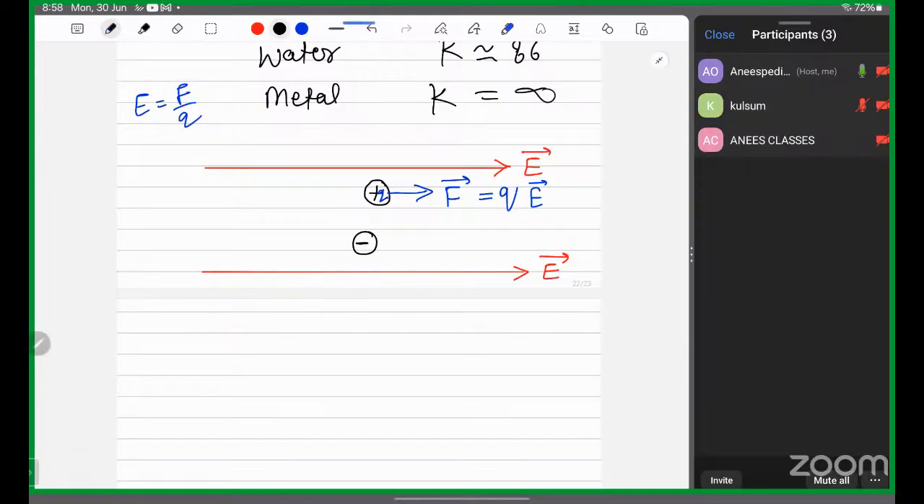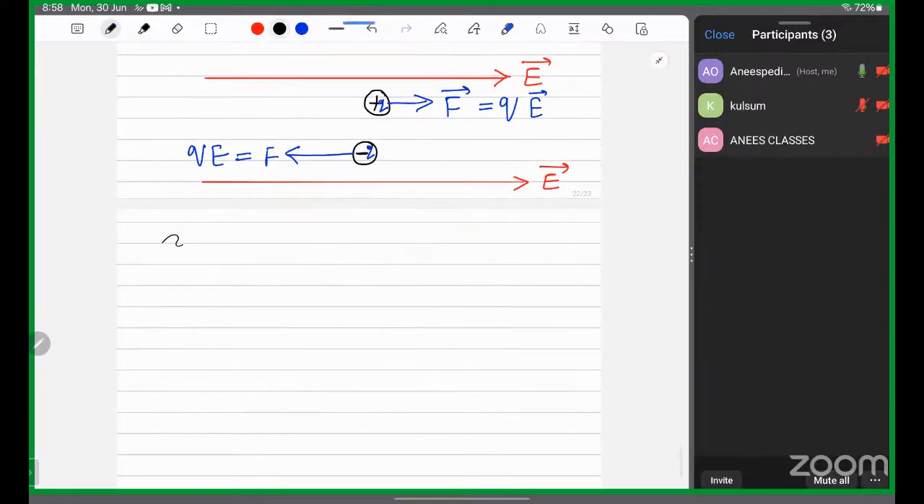And then we have negative charge. What will be the direction of force on negative charge? It will be opposite to the electric field, which means this will be in this direction, F. Again, formula is given by Q, E. And again, Q in this case is test charge. Understood or any doubt? Let's do some numericals.